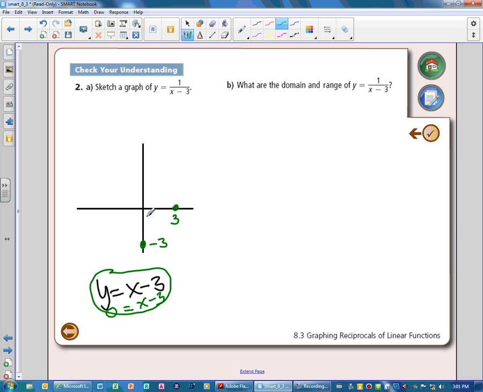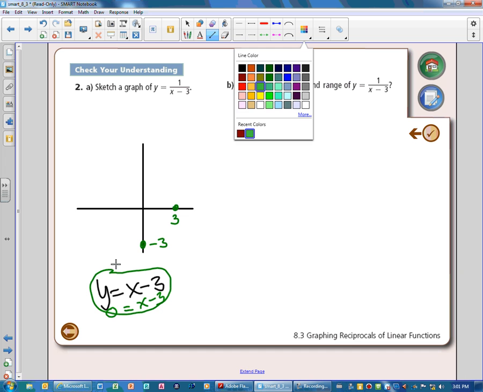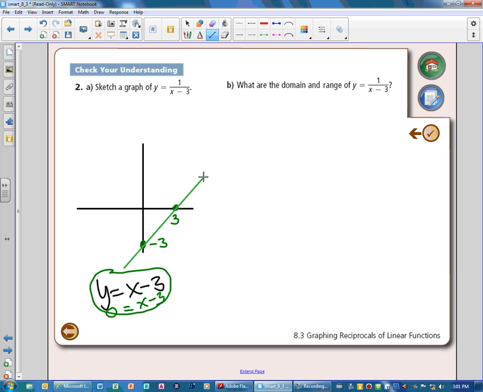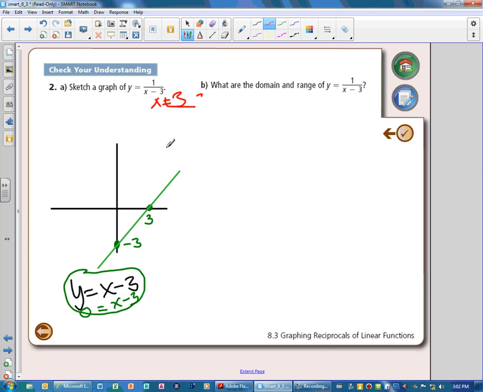Okay, and so my line is going to look something like that. Pretty handy sketching here on the SMART lesson. Okay, so that's x minus 3. Then I will graph in red 1 over x minus 3. My undefined value here: x could never be 3. Oopsie. x can't be 3. And look at how that happens to be the x-intercept of my original line.